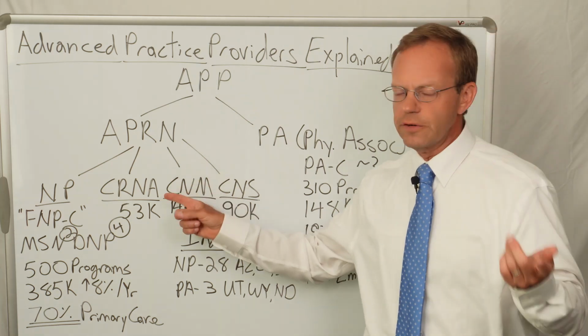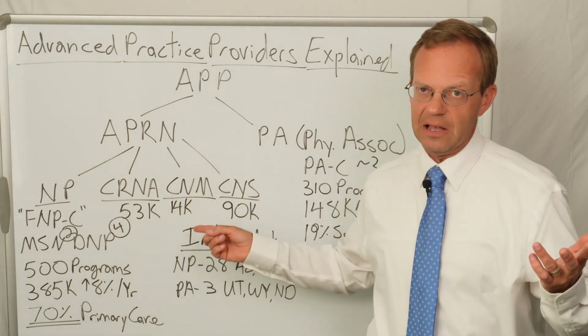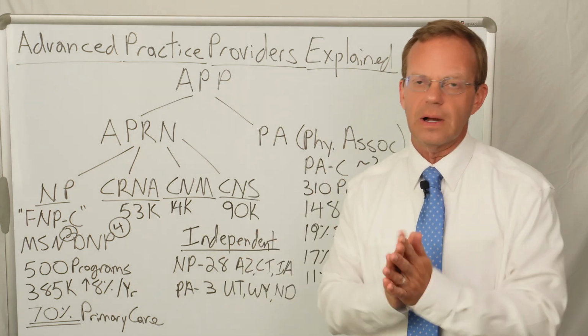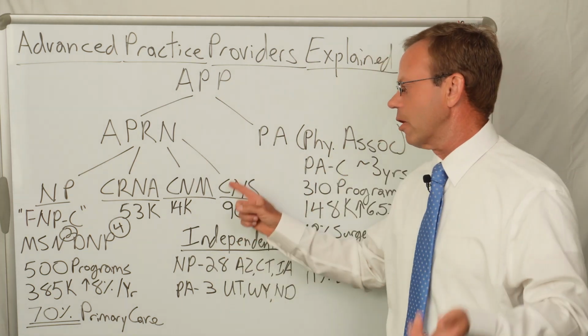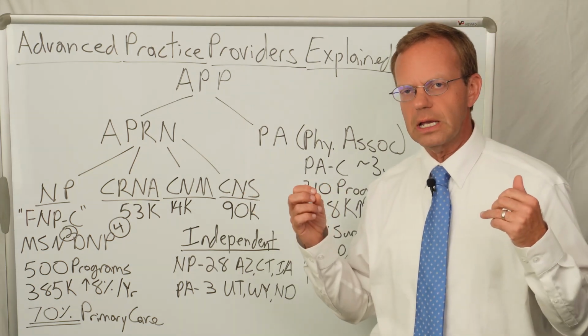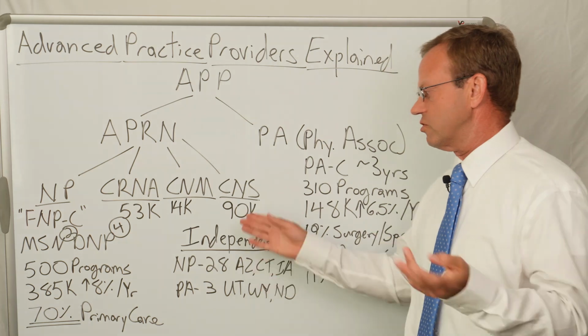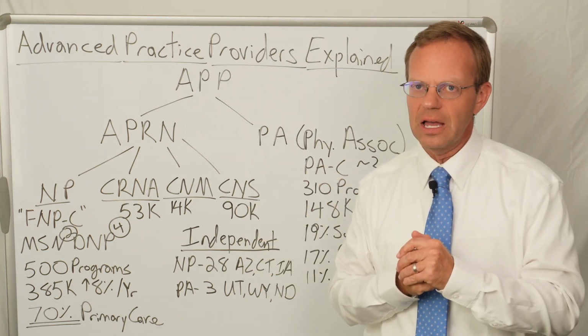Then there's a certified nurse midwife. There's 14,000 of those, so there's even fewer nurse midwives that assist with labor and delivery. And then there are clinical nurse specialists. Now, clinical nurse specialists oftentimes work in more administrative settings, but they can be clinicians too. They can do patient care as well. There's about 90,000 of those in America.